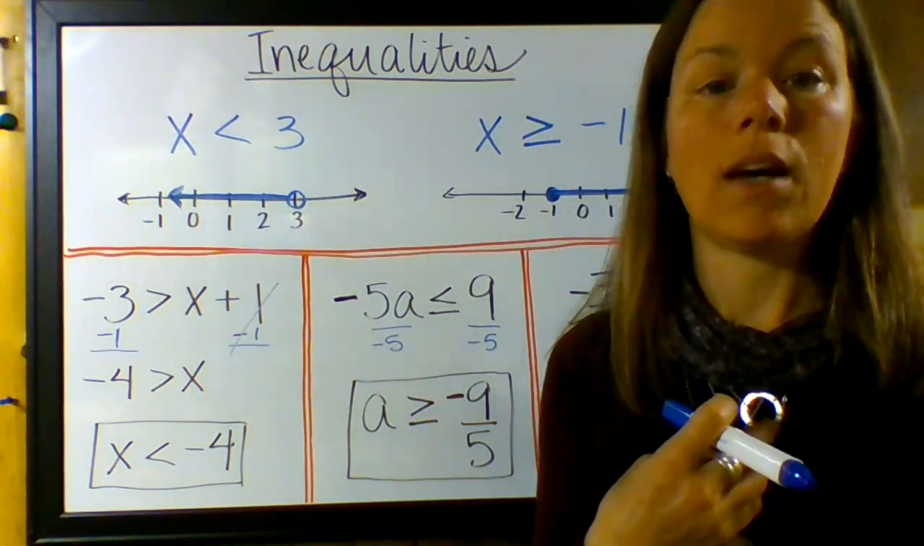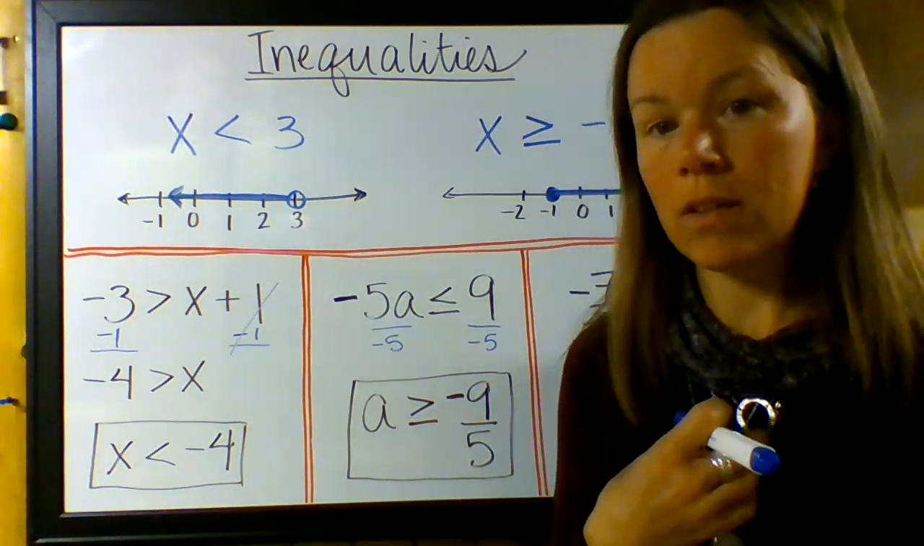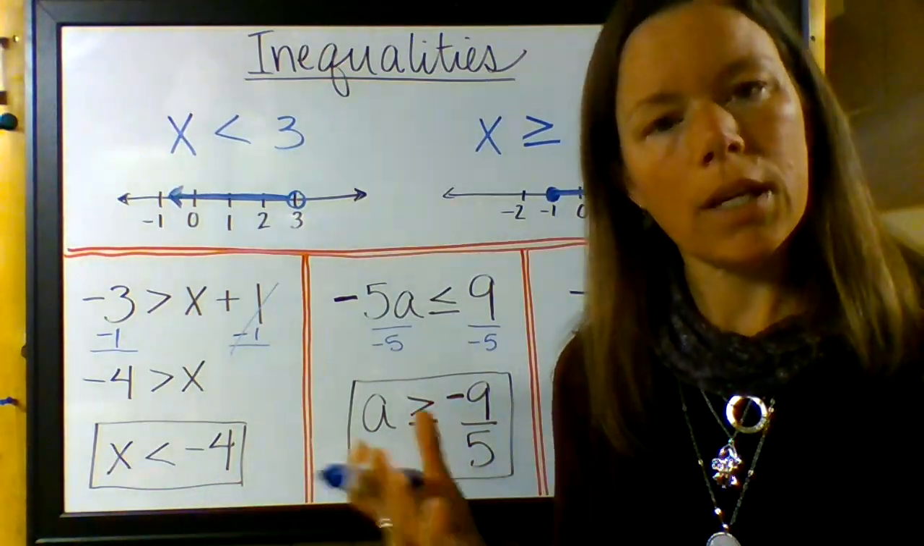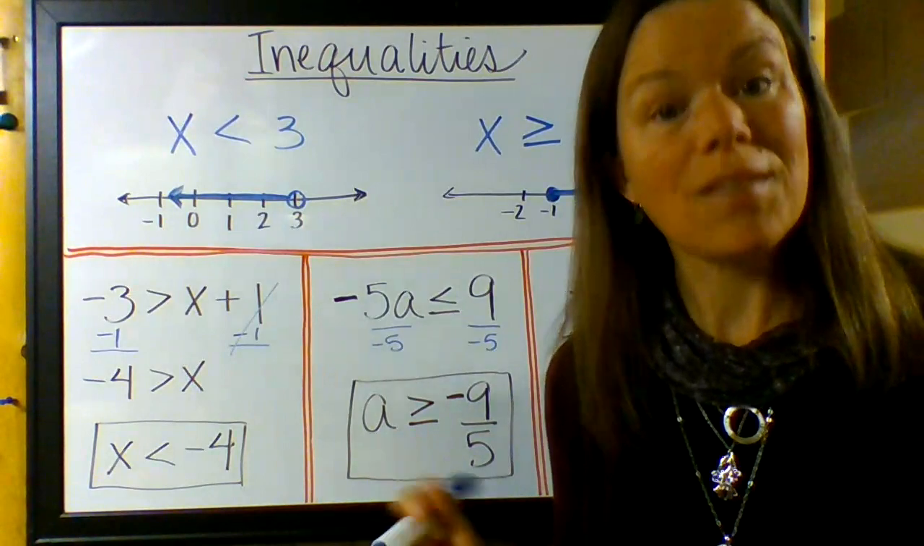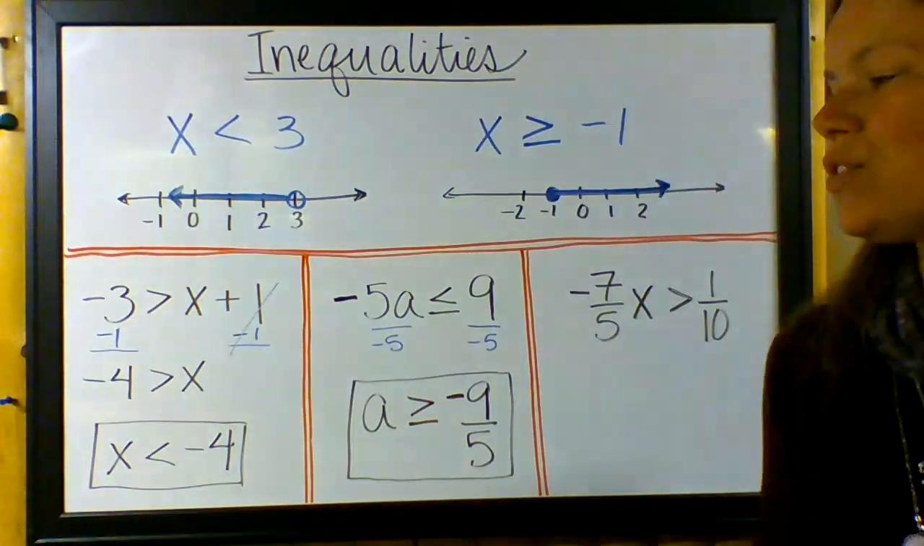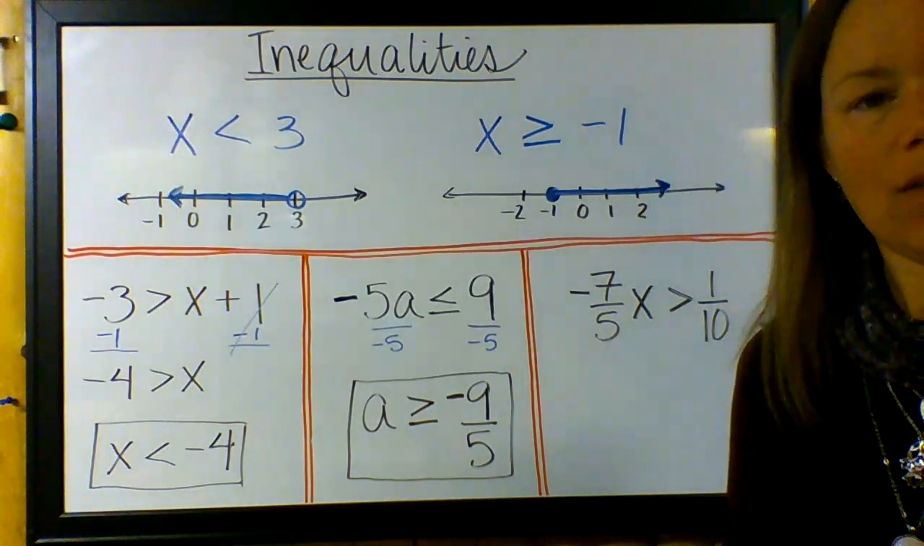Now, could I plug in 10 for x? No, because x is less than -4. Could I plug in -5? Yes, because -5 is less than -4. Okay, so let's check this out.